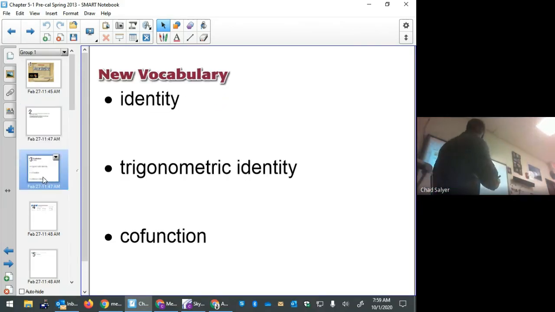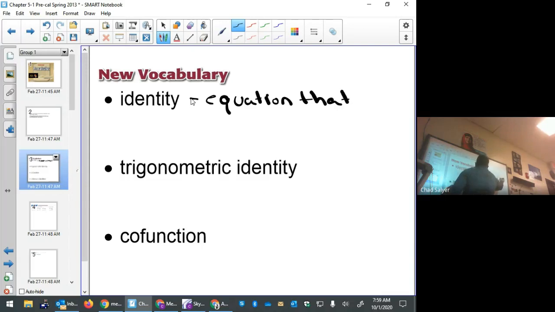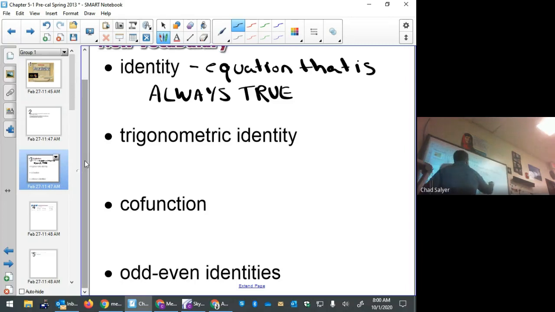All right, so an identity. This is an equation that's always true. No matter what I plug in for x, it will be true. And so much of mathematics depends on identity. So a trigonometric identity is an identity that includes at least one trig function.